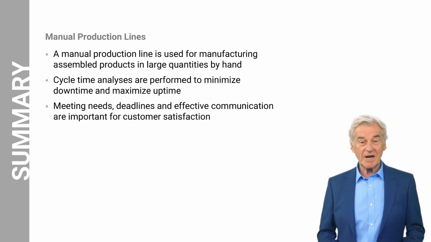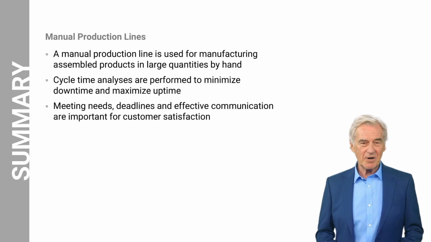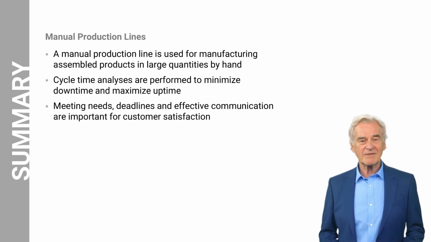In summary, a manual production line is used for manufacturing assembled products in large quantities by hand. Cycle time analyses help to minimize downtime and maximize uptime. Cycle time analyses are performed to determine the number of workers, the shift per week, the hours per shift, and the number of workstations. Meeting deadlines is important for customer satisfaction and effective communication.